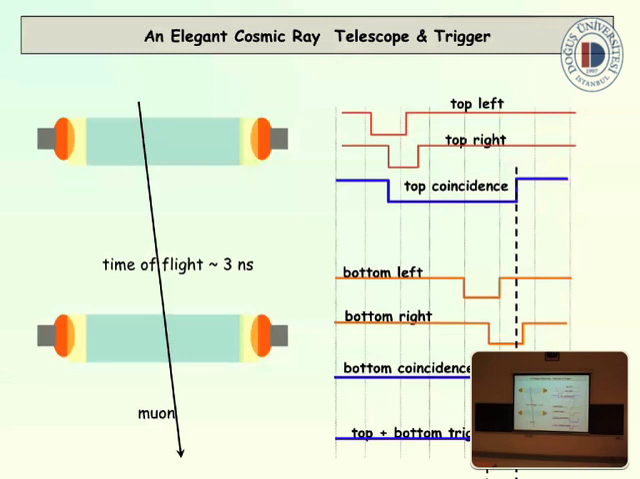What we are doing is, we have a top left signal and a top right signal. So we have a signal in the left and in the right, and we open the coincidence for the left and right phototube signals, and we do the same for the bottom right and bottom left phototubes. And finally, we open the coincidence windows for both top and bottom, and we can trigger this muon. So this is actually the principle.